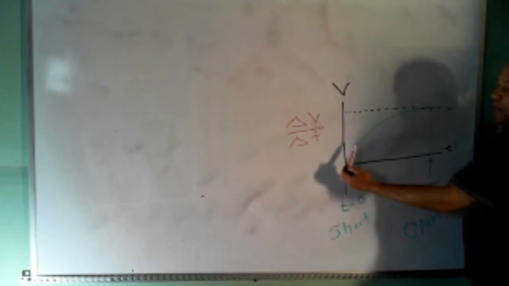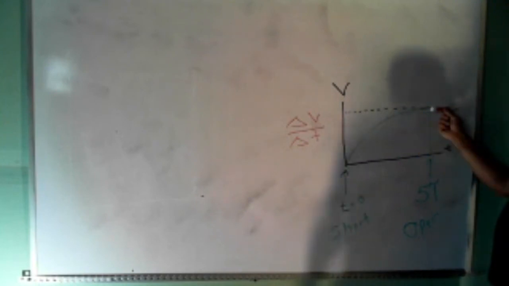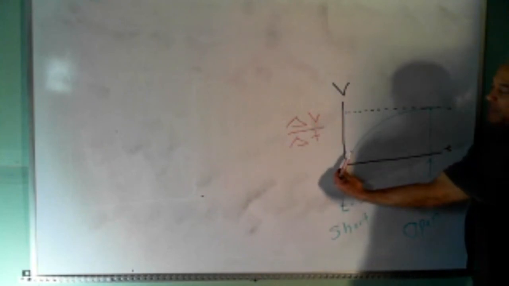And so the steeper the slope, the more volts per second. The more horizontal the slope, the fewer volts per second. If I'm right here, I'm changing at 0 volts per second. So you can see at T equals 0, my volts per second is the fastest, it's the steepest. So in other words, the capacitor is charging up really fast when I first close the switch.